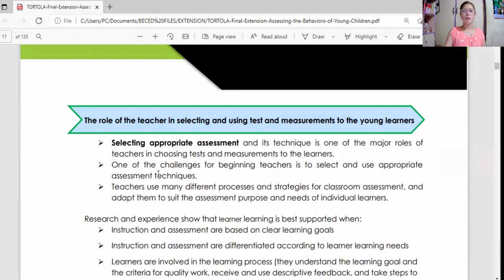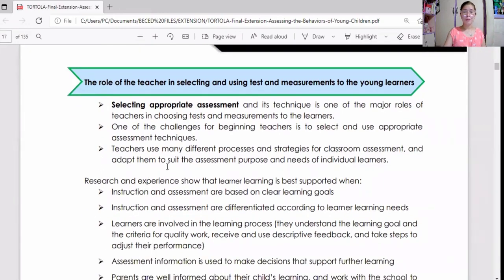What if we would like to measure their knowledge in the whole quarter? What assessment should we use? So I think the best way is to use summative assessment and so on. Like, we would like to observe the child's behavior, then what is the best tool that we are going to use? So later we will discuss about the appropriate techniques and tools in assessing young children.